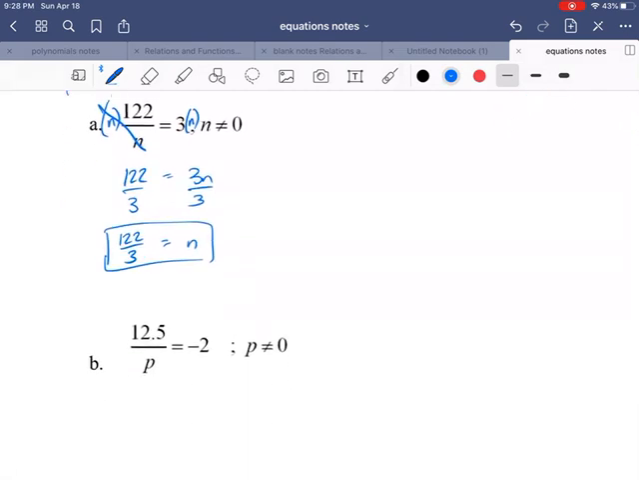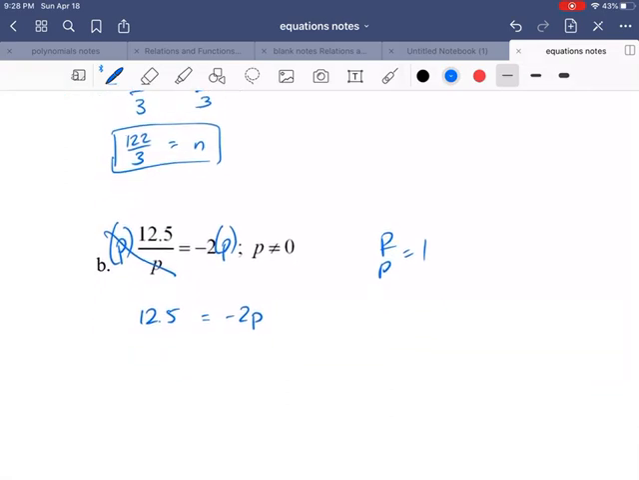The next example, the denominator is p, so multiply each side by p. And p divided by p is 1. So you have 12.5 is equal to negative 2p. And if you divide by negative 2, divide by negative 2, p is equal to negative 6.25, which is a very silly answer for this type of question, but there it is.